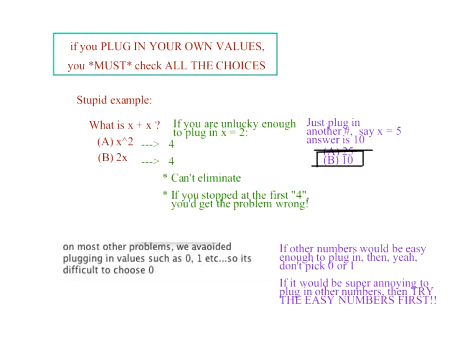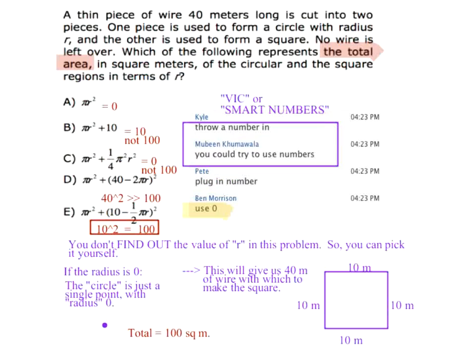Because remember that efficiency is your ultimate goal here. Like, more than anything else, you are trying to not waste a bunch of time. So, in this problem, anything but 0 will give you sort of annoying things with pi in them. So 0 is an excellent first thing to try, because it just makes the whole thing a square. And I mean, if there were more than one choice that gave you 100, then you would just deal with it at that point.